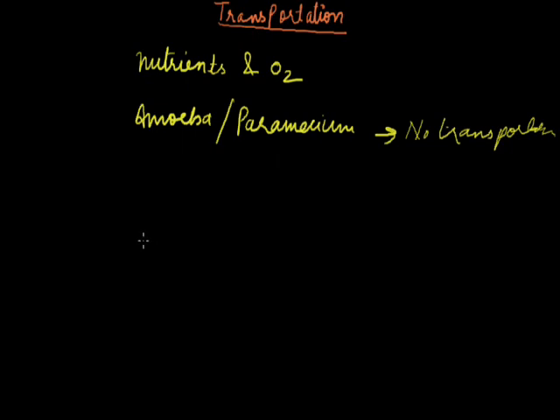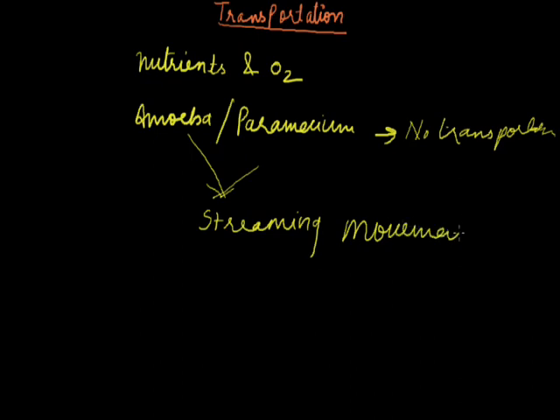Now, the substances which are present in the amoeba and paramecium are distributed in the cytoplasm due to streaming movements of cytoplasm called cyclosis. So paramecium and amoeba do not have a well developed transport system. Due to this streaming movement, whatever materials are there are distributed in various parts of this single celled organism. This streaming movement is called cyclosis.